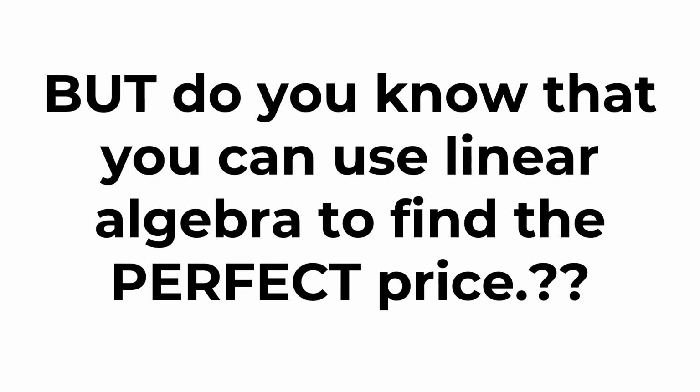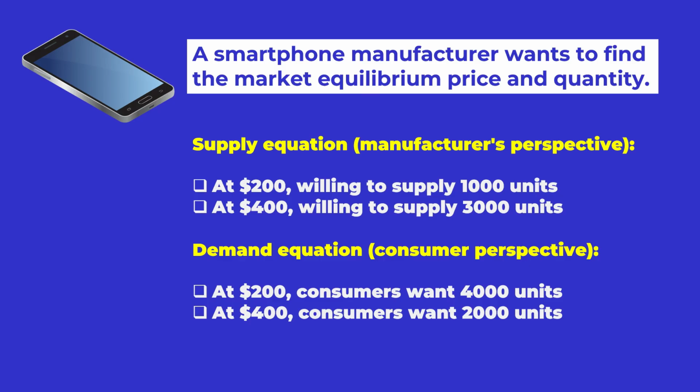Keep watching. A smartphone manufacturer wants to find the market equilibrium price and quantity. Here we have two groups in the market for smartphones. Manufacturers control the supply side. They decide how many phones they will make depending on the price they can get. The other group is the consumers group. They control the demand side. They decide how many phones they will buy depending on the price. This problem gives two price-quantity points for each side.